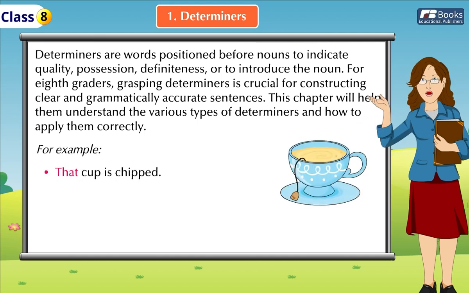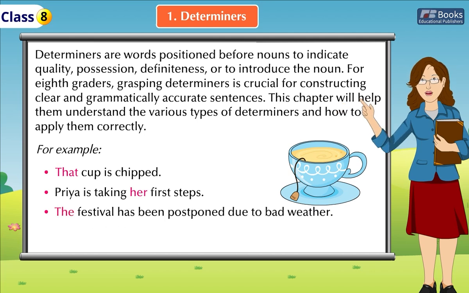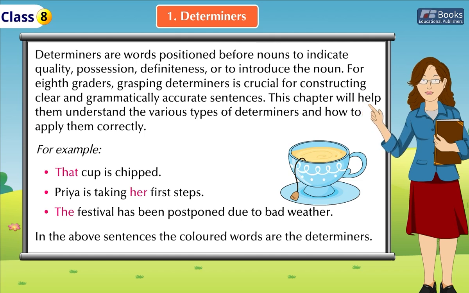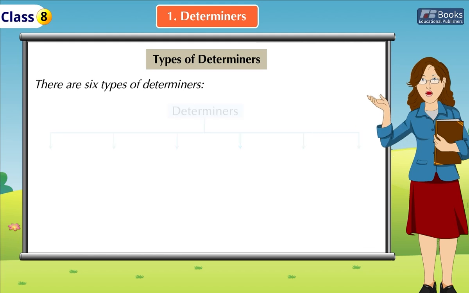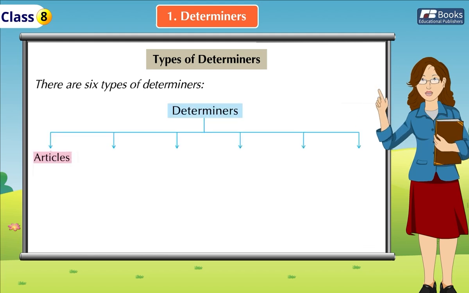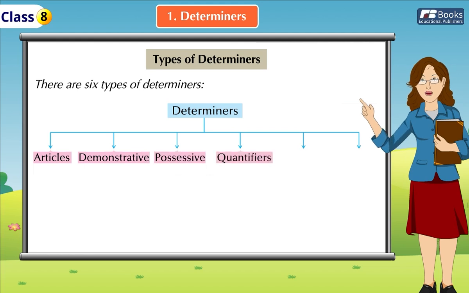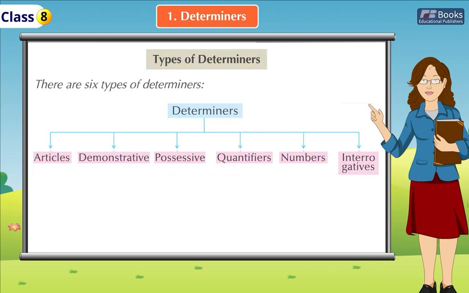For example, that cup is chipped. Priya is taking her first steps. The festival has been postponed due to bad weather. In the above sentences, the colored words are the determiners. Types of determiners. There are 6 types of determiners: articles, demonstrative, possessive, quantifiers, numbers, interrogatives.